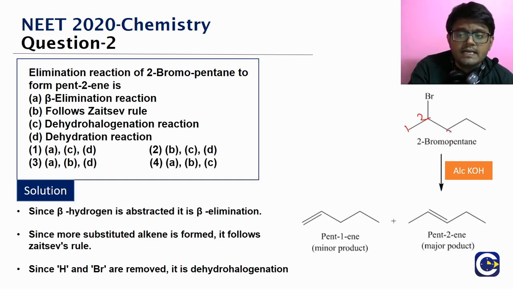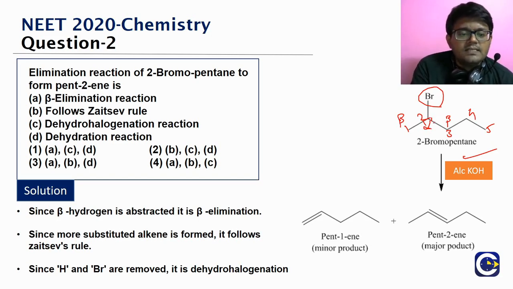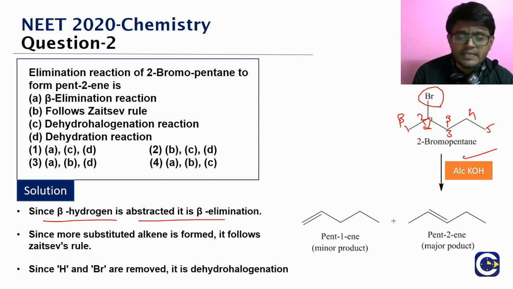So if you have 2-bromo-pentane, on the second carbon we have the bromine. In the presence of alcoholic KOH, the bromine will be eliminated from carbon 2. Whichever carbon the functional group is directly attached to, we call that carbon the alpha carbon. Adjacent to that, on either side, we have another carbon, and we call them beta carbons. Bromine will be released from the alpha carbon and hydrogen will be removed from the beta carbon. That is the reason why we call it beta elimination. The hydrogen is taken from the beta carbon.